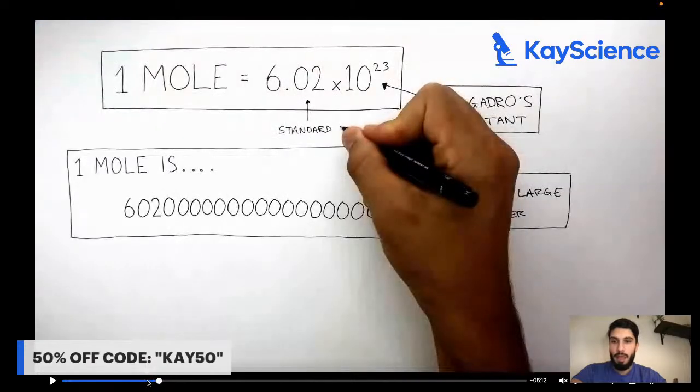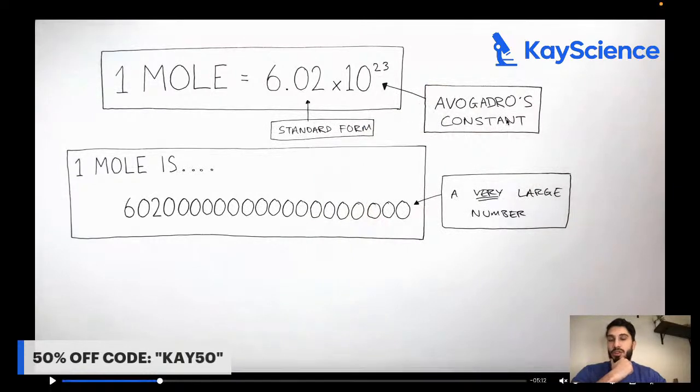What is the mole? The mole is a number and it's also known as Avogadro's constant. 1 mole is equal to 6.02 times 10 to the power of 23, and this is written in standard form. If you wrote this number out completely, it is a very, very large number with many, many zeros. So this is what 1 mole is. 2 moles is this number multiplied by 2. 3 moles is this number multiplied by 3.